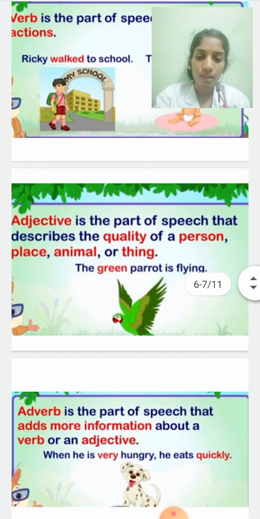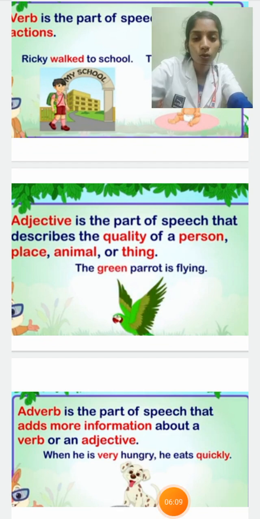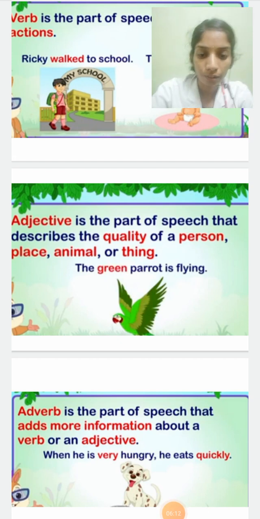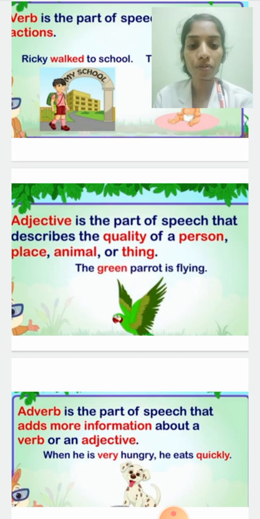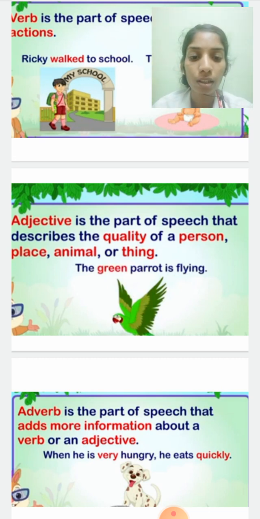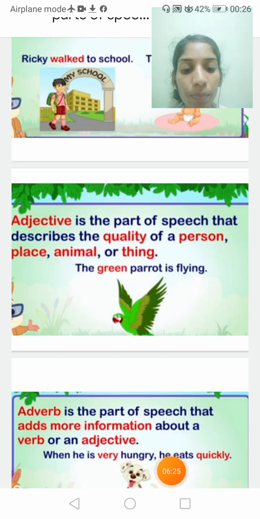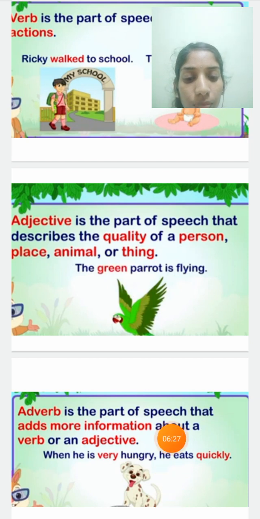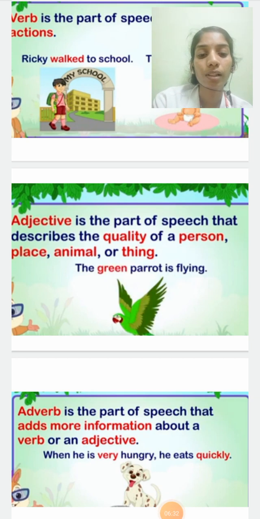The next thing is the adjective. An adjective is a part of speech that describes the quality of a person, place, animal or thing. For example, the green parrot is flying. Here the adjective describes the quality of the parrot. Green represents the parrot's quality.